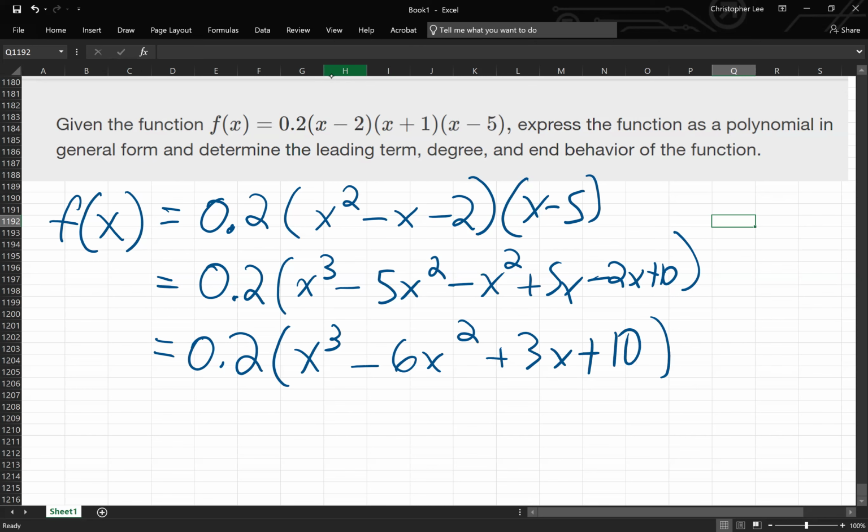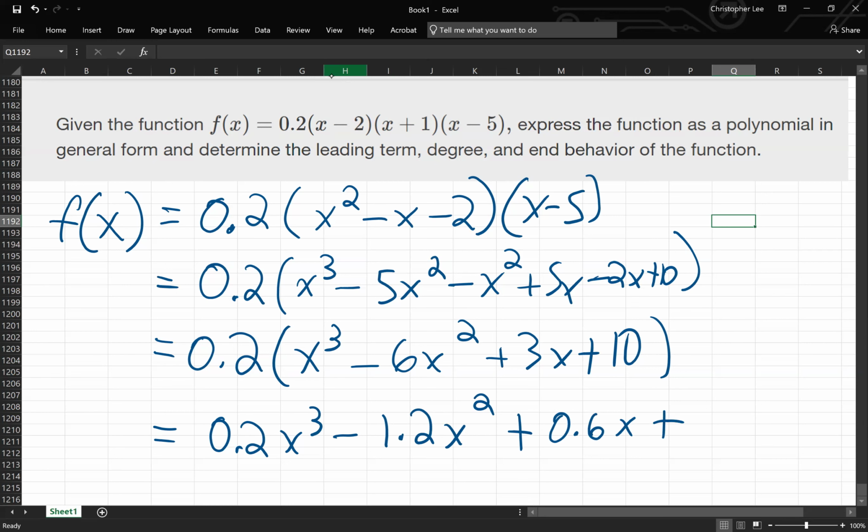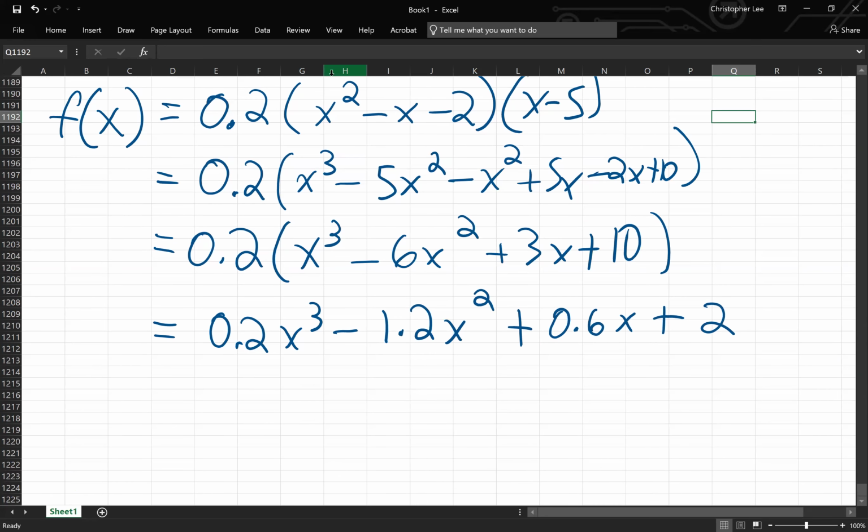Now, oh boy, here we go. Distribute this out. 0.2x cubed. What's this gonna be? 1.2 x squared, plus, what's this next one? 0.6x. And what's this last thing? Plus 2. Okay. All right. Bam. So what's my leading term here?